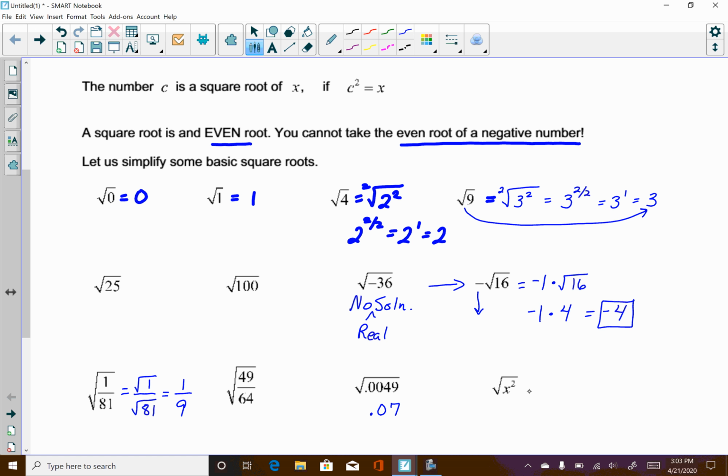Square root of x squared. This is where I've been showing you that technique of having the little 2 out here. As long as your power is a multiple of 2, then you can say, I'm taking the 2 on the inside and dividing it by the 2 on the outside. So 2 divided by 2, that's just x to the first power, or simply x.